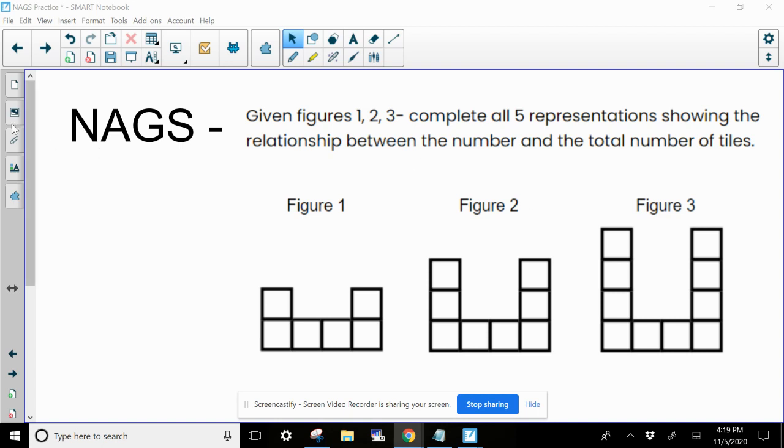All right, so we are given the following problem. Given figures 1, 2, and 3, complete all 5 representations showing the relationship between the number and total number of tiles. And we are going to NAGS it up.